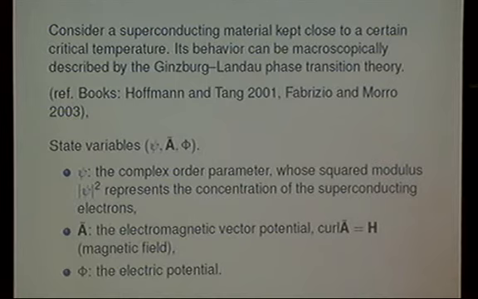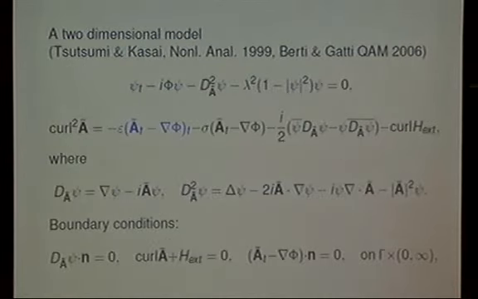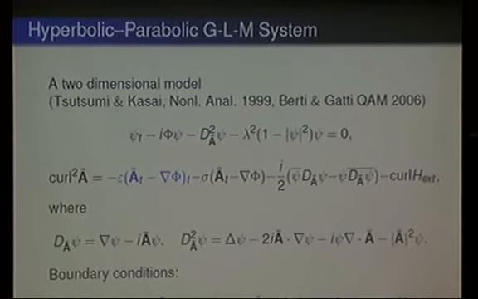For the material, the state variables are the following. The first one is the complex order parameter, whose squared modulus represents the concentration of the superconducting electrons. The second one is the electromagnetic vector potential, and its curl is the magnetic field. The third one is the electric potential. The system we are considering is as follows, which has been analyzed by Tsutsumi and KAIST in 1999 and Battery and Gatti in 2006.